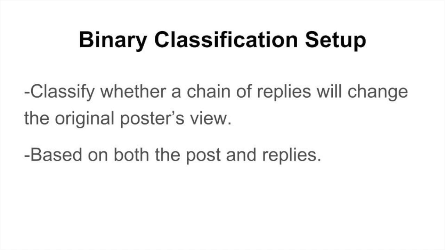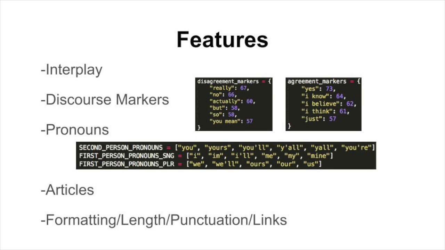Using this dataset, we set up a binary classification task, where, given an original post and a set of replies to that post, we attempt to predict whether that set of replies changed the original poster's view. So the features we're using to do that are as follows.